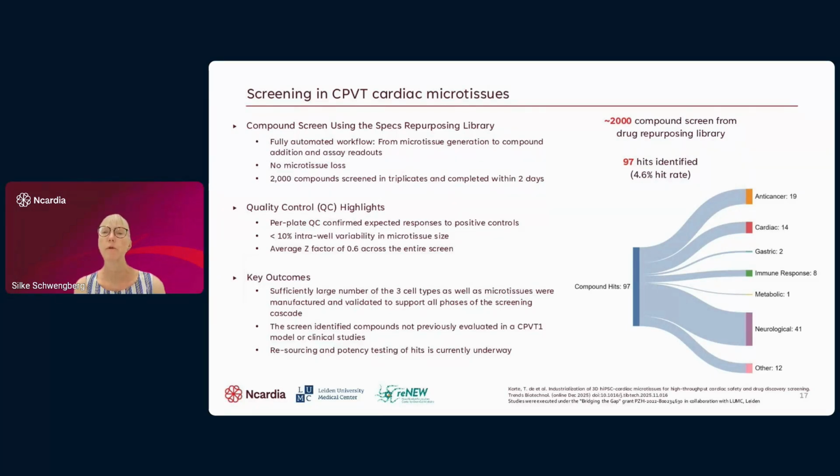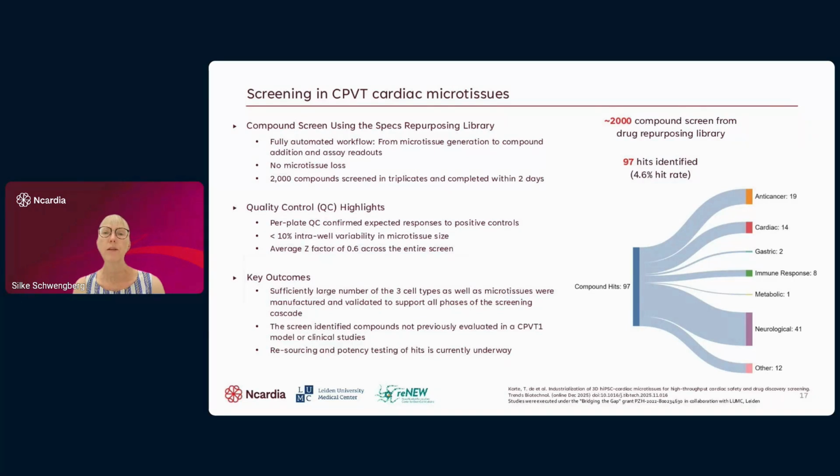The screen was performed in the fully automated workflow that I introduced in one of the previous slides. Throughout the screen, we did not observe any microtissue loss due to the handling. And we were able to screen the 2,000 compounds in triplicates within 2 days.